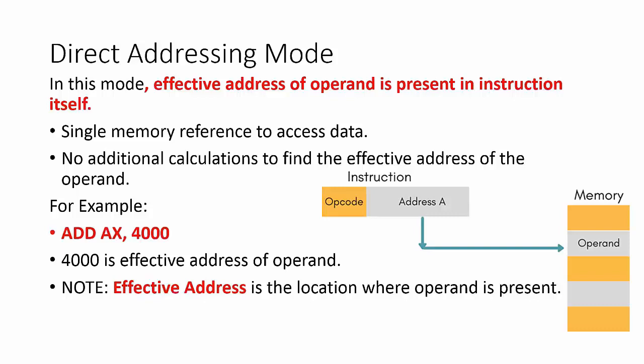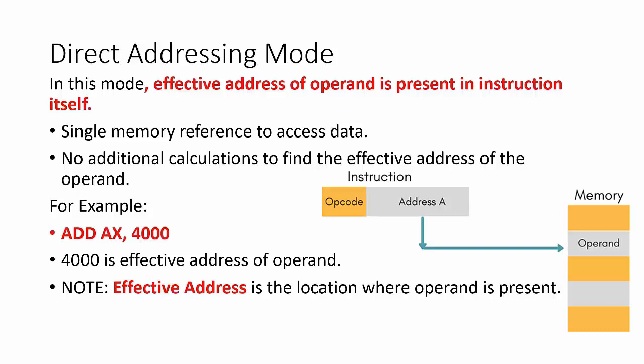It means 4000 is the main memory address. Whatever the contents present in the 4000 location, that will be added into the accumulator register, and the resultant will be again stored in the accumulator register. Okay, so note, 4000 is the effective address of the operand, not the actual operand. So note, effective address is the location where the operand is present.